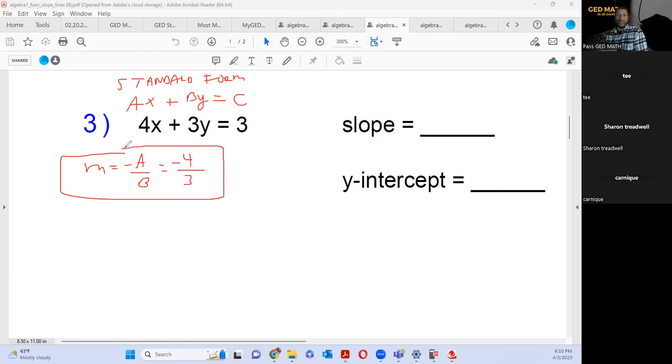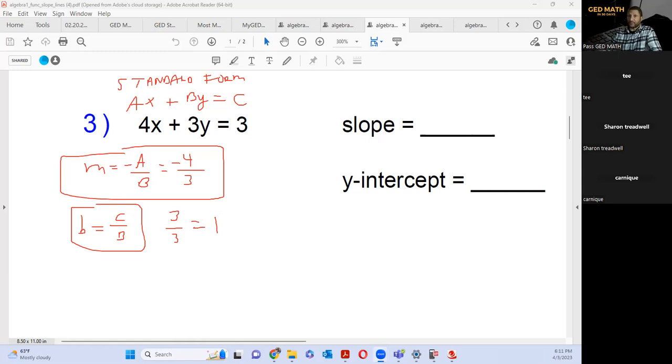I didn't have to move anything to the other side. I didn't do any of that. But you have to be able to identify slope-intercept form or standard form. Now, to find the y-intercept, it's the same thing: c over b. This is not on your formula sheet. They don't give this to you. c is 3, b is 3. 3 divided by 3 is 1. You're done. The y-intercept is 1. Slope is negative 4/3. So you've got to be ready for standard form and slope-intercept form.